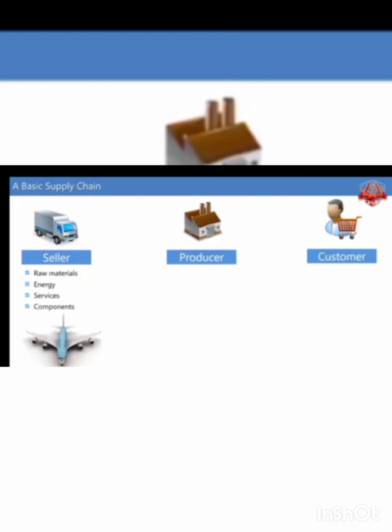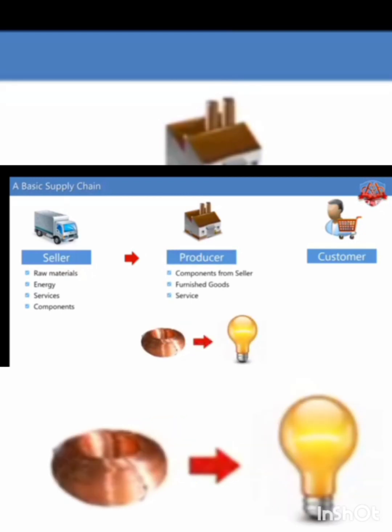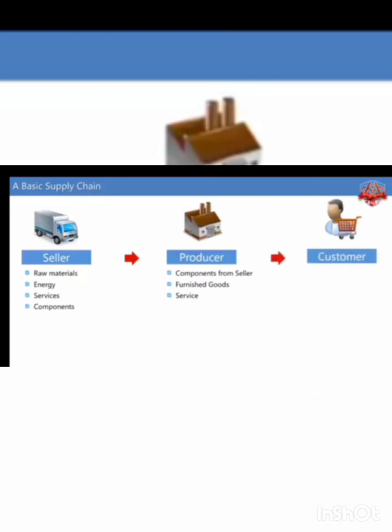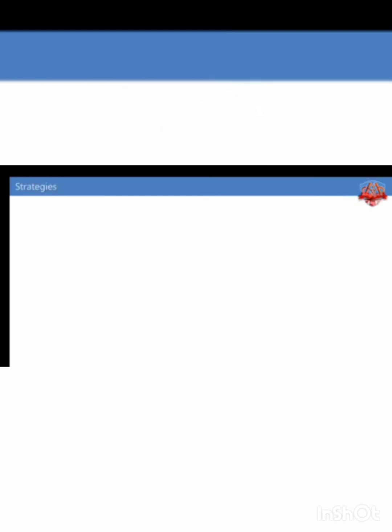or even aircraft. Producer is one who receives components from the seller to produce finished products or services, such as shirts from fabric, crockery from plastic, power from electric wiring, or transportation through aircraft. Third one is customer. A customer is one who receives finished products, that is one who wears the shirts, uses crockery, turns on the light, or flies in an airplane.